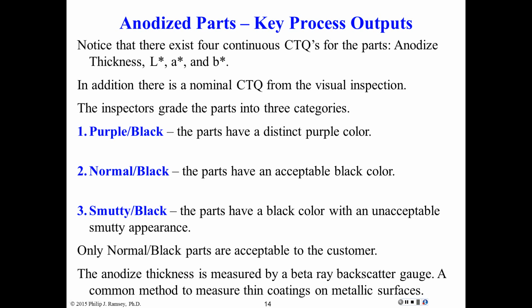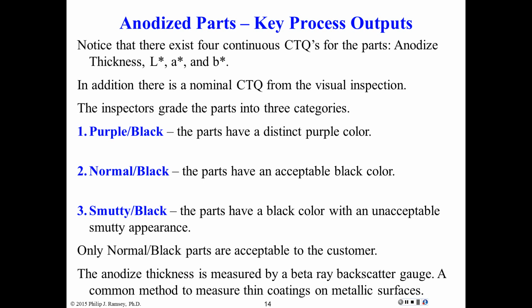One is a purple to black color. This is, by the way, unacceptable. Normal black, this is a good part. This is a nice, deep, rich, unblemished black surface. And then there's another category called smutty black. This is actually a black but very much smudged and sort of ugly looking surface. So only number 2 is acceptable. Okay. Category number 2, the normal black colored parts. Okay. And the anodized thickness, by the way, we won't get into a lot of technical detail, is measured by what is known as a beta ray backscatter gauge.